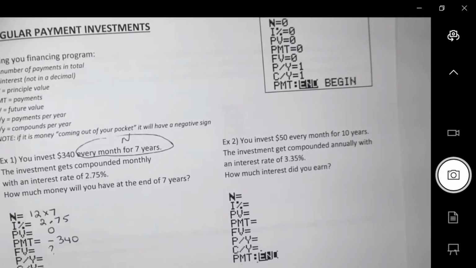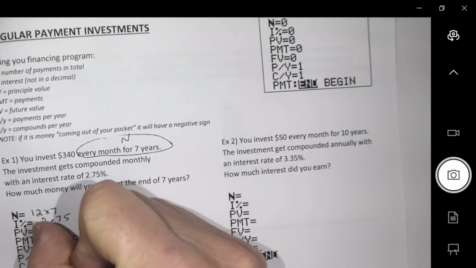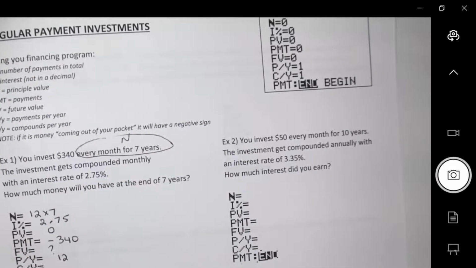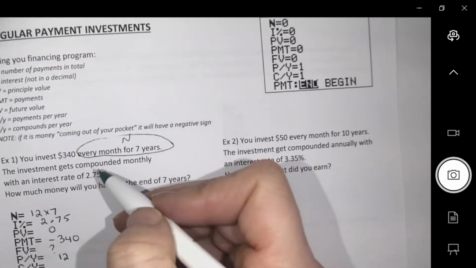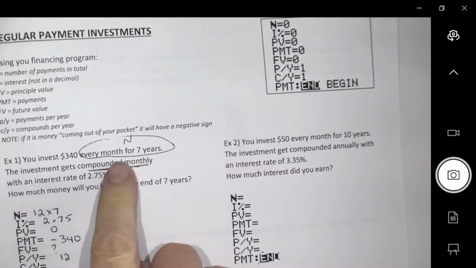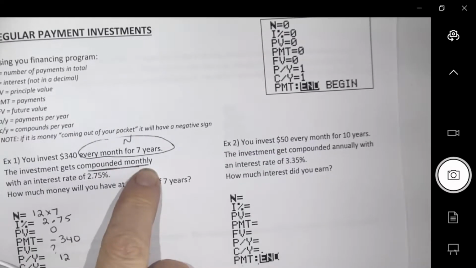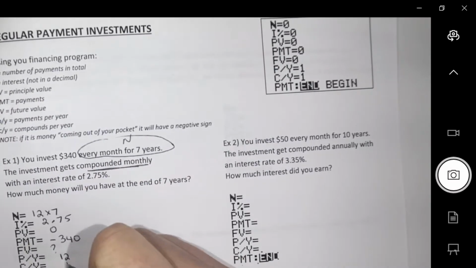P/Y. How many payments per year? So kind of that chart on the board, remember? So when you see monthly, that's what we're doing. So then that means there is 12 payments a year. And compounds per year is the next, and it's telling me it gets compounded monthly. So then that is 12.